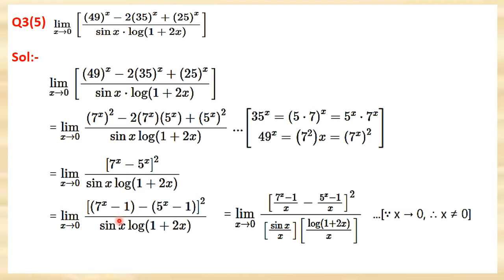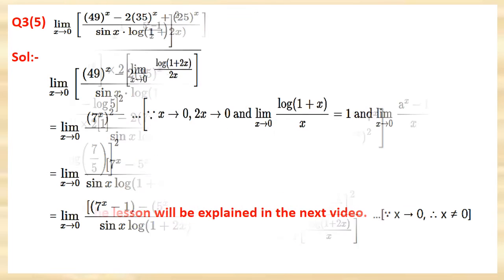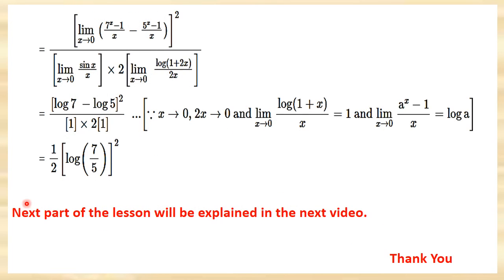So we rewrite this by dividing the numerator and denominator by x square, because there is a whole square in the numerator. So to get an x inside this bracket we need to divide by x square. So the function will be limit x tends to 0, (7 raised to x minus 1 upon x minus 5 raised to x minus 1 upon x) the whole square, and in the denominator we will separate the function as x square for sin x and log(1 plus 2x).